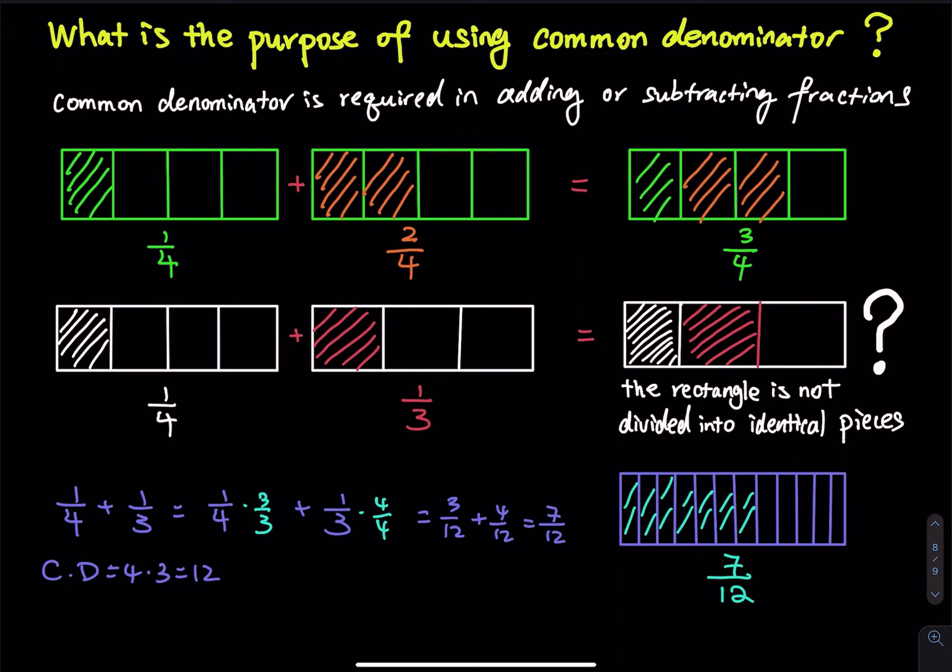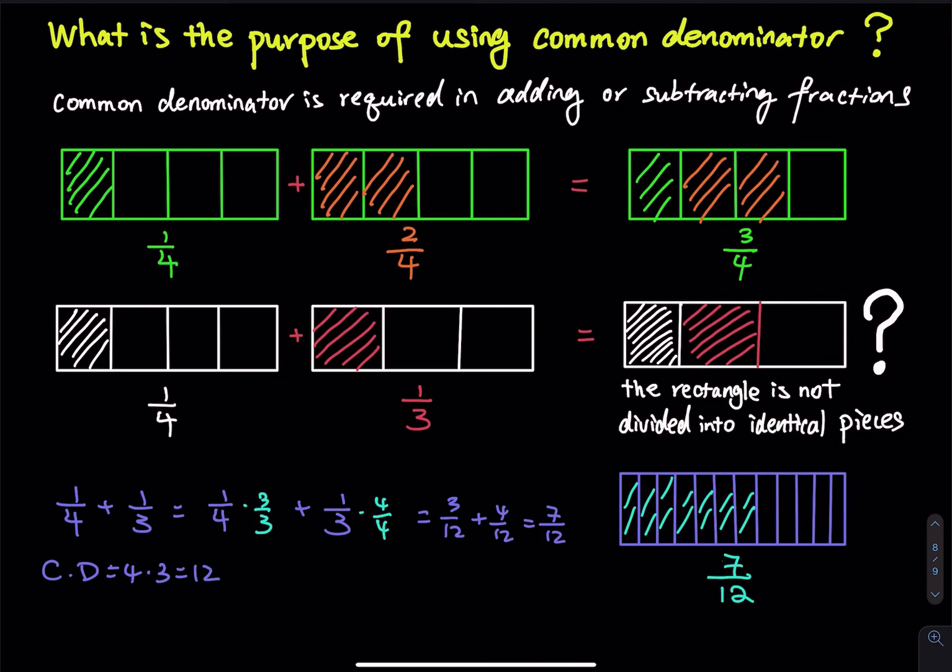The first example is in green. I have 1/4 plus 2/4 that equals 3/4, right? Using a picture, for 1/4 you have a rectangle, you divide the rectangle into 4 identical pieces, and you occupy one of the 4 pieces. That is 1/4. For 2/4, you break a rectangle into 4 identical pieces and you occupy 2.